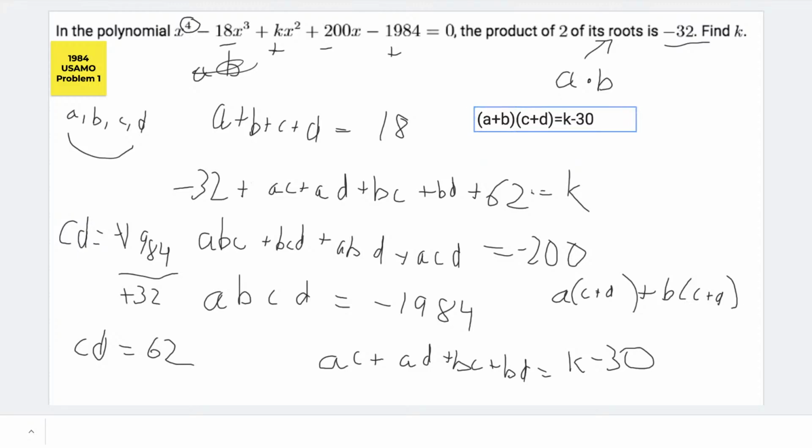Still, we haven't gotten anywhere with this. And remember, in one of our previous problems, we substituted variables for expressions. So let's do that here.